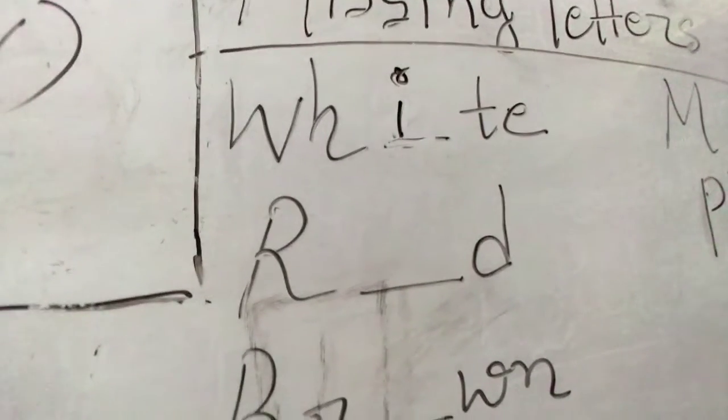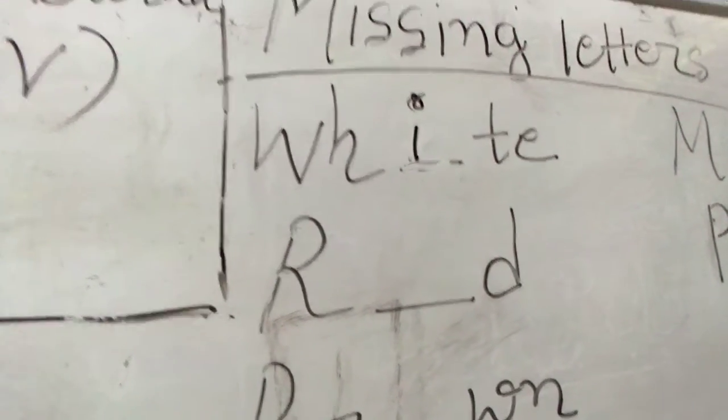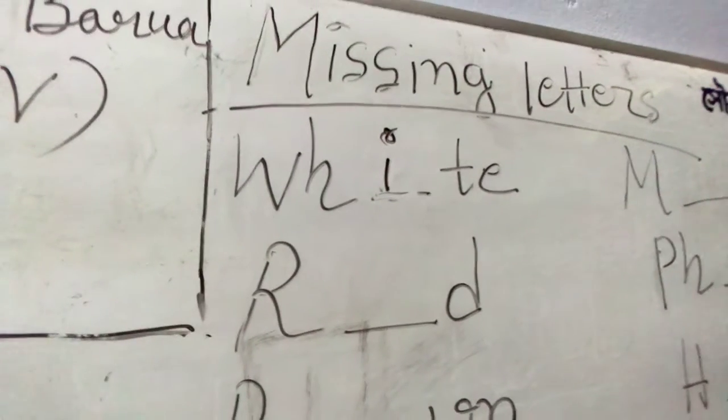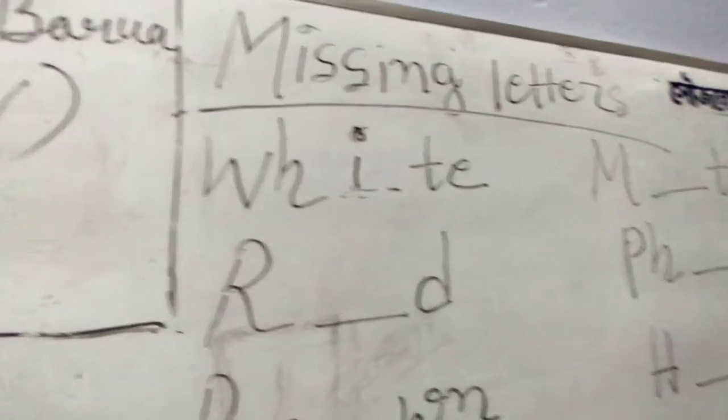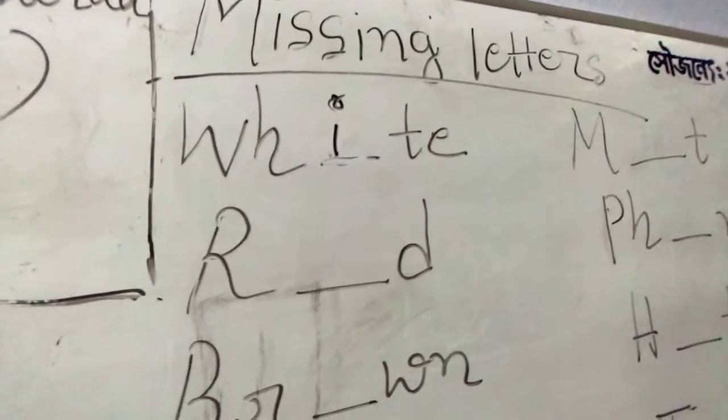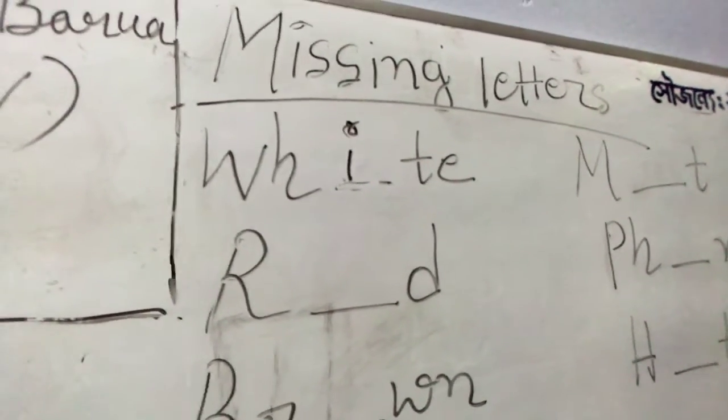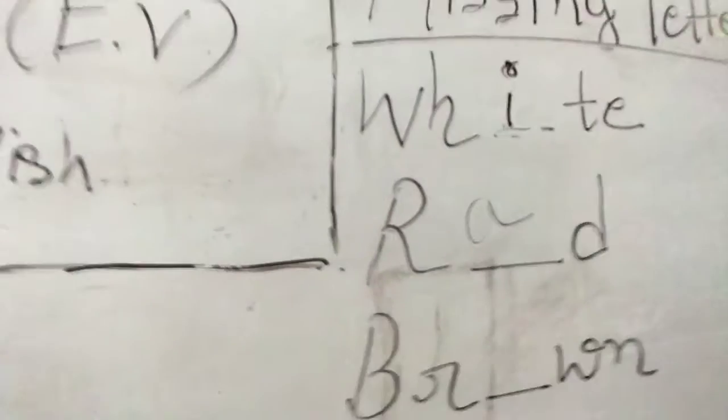What is white? White is the name of a color. Remember, in your white cats, red cats, brown cats, you already read about the colors. So this is the color white. Now R-D. See, if I put A, does it make any sense? No, there's actually no such word.